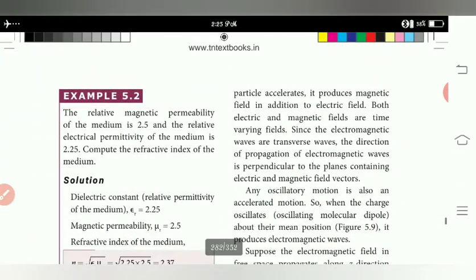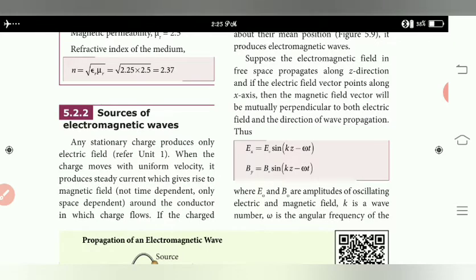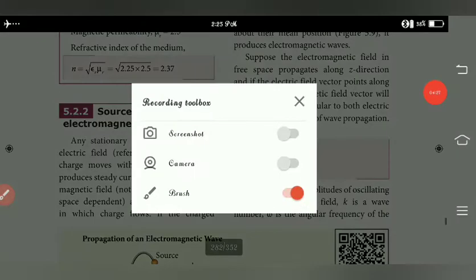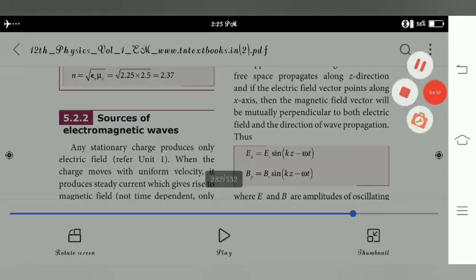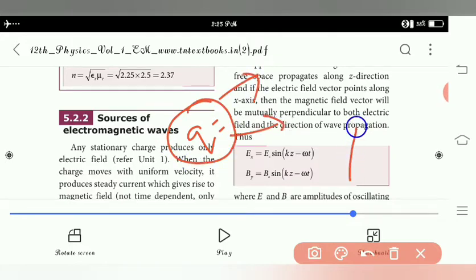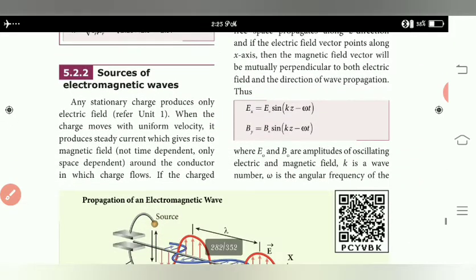Now the source of electromagnetic waves. Already we know that stationary charges produce only an electric field. Stationary charges only produce an electric field around them, but electromagnetic waves are produced by accelerated charges. A charge Q produces only an electric field when stationary, but electromagnetic waves are produced by accelerated charges.